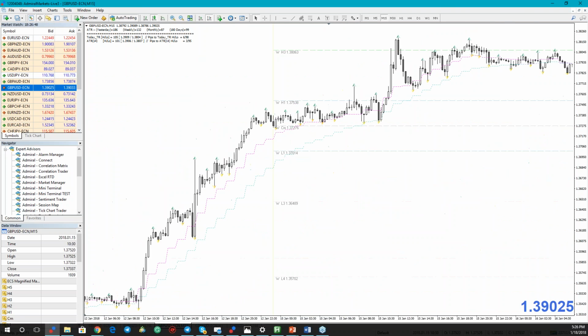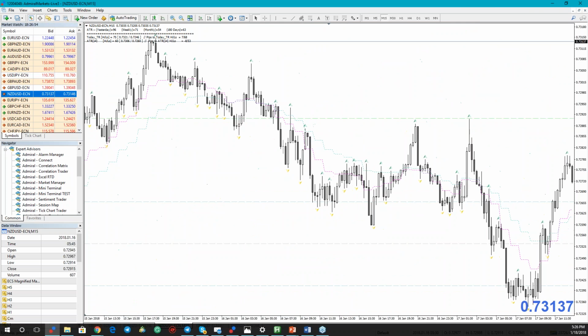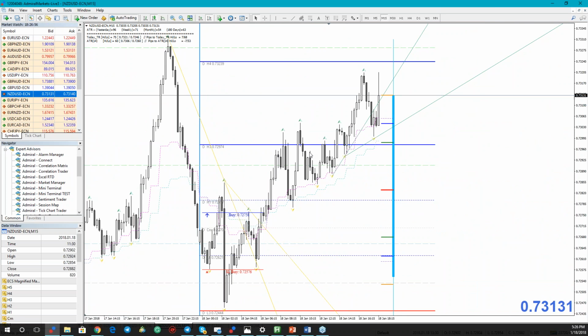Let's see some other examples. Let's see New Zealand dollar. Yeah, here there was a good example. Here, one fractal, other fractal. Okay, so at least two fractals. And the second fractal, you see, this was a high here. So in a downtrend, you need to start from above. One fractal, second fractal, draw a trend line.